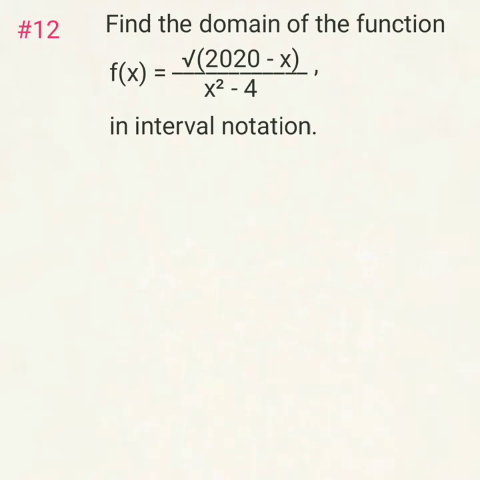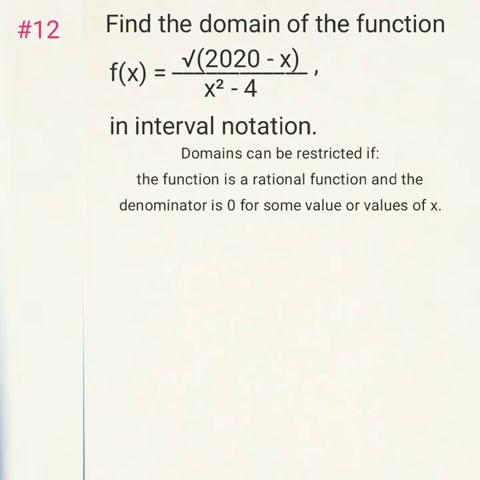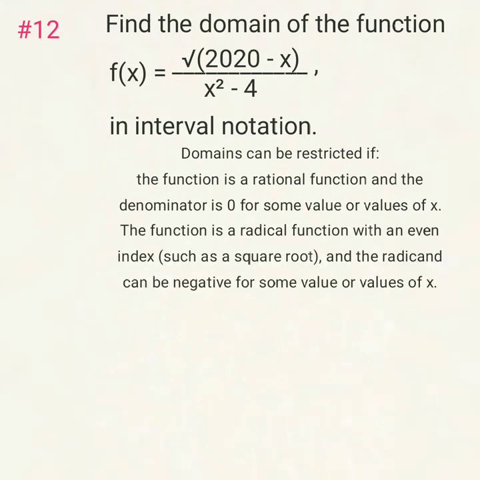Find the domain of f(x) = the square root of 2020 minus x all over x squared minus 4 in interval notation. Domains can be restricted if the function is a rational function and the denominator is 0 for some value or values of x. The function is a radical function with an even index, such as a square root, and the radicand can be negative for some value or values of x.